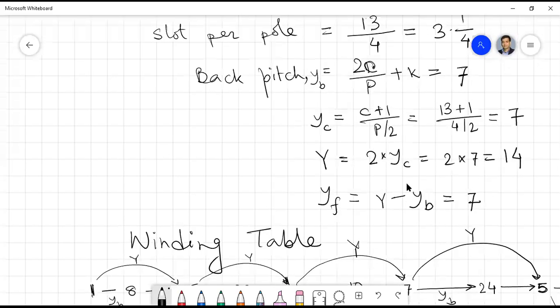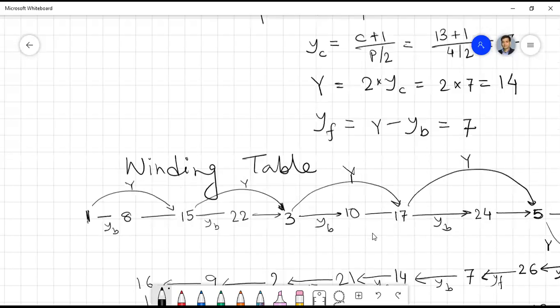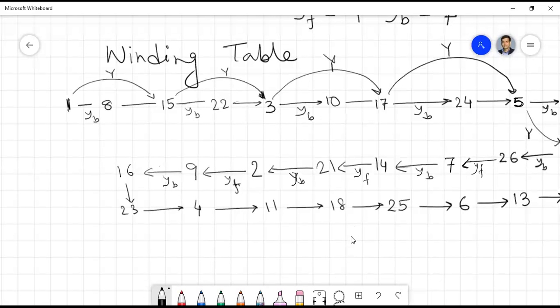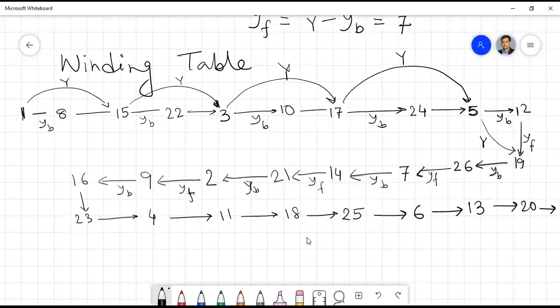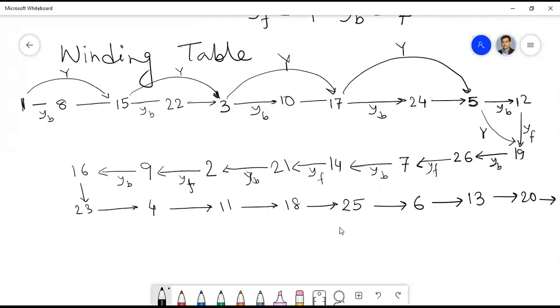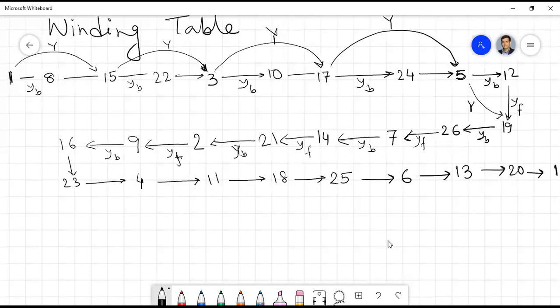So in the last class, I discussed the wave winding and how to write the winding table for that, and you have been asked to draw the radial form diagram and also the brush position. So I think you have understood the thing.